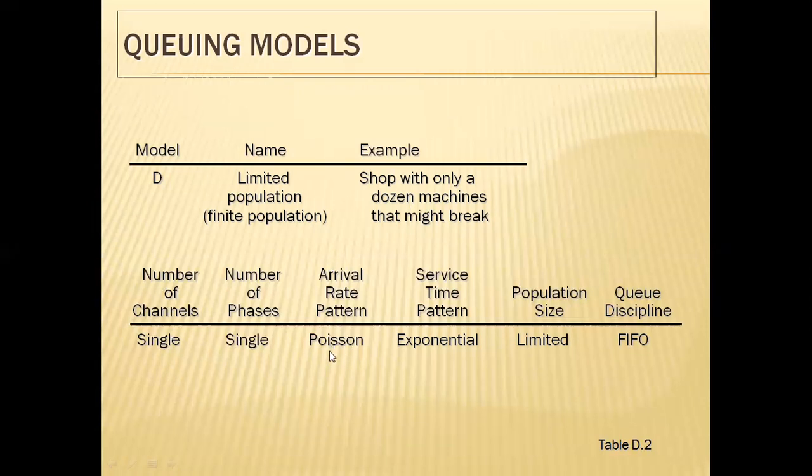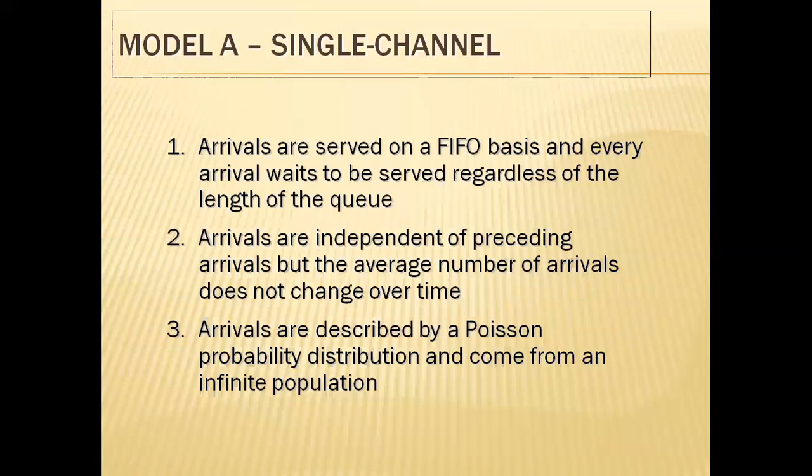So arrival rate pattern, we are taking in Poisson ratio format. Service time is exponential, and population size here is characterized as limited. Queue discipline followed is first in and first out. So for this first in, first out characterization, in the case of model number one, when we have a single channel, on this FIFO first in, first out basis, every arrival will wait to be serviced regardless of the length of the queue. Because they don't bother about the length of the queue, whoever enters the queue first will move on to the first out by completing the task.